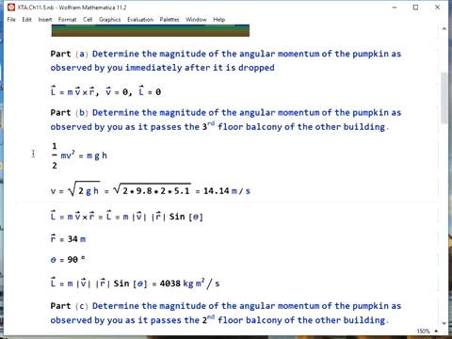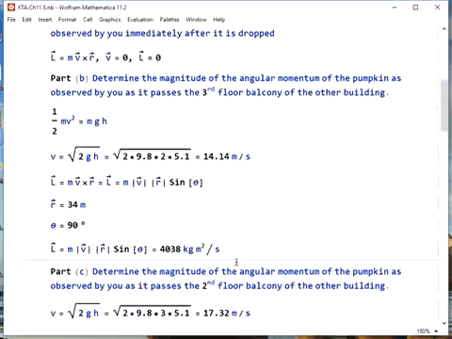So in this case, it's directly across from you. r is 34 meters, theta is 90 degrees. m v r sine theta is 4,038 kilogram meters squared per second.